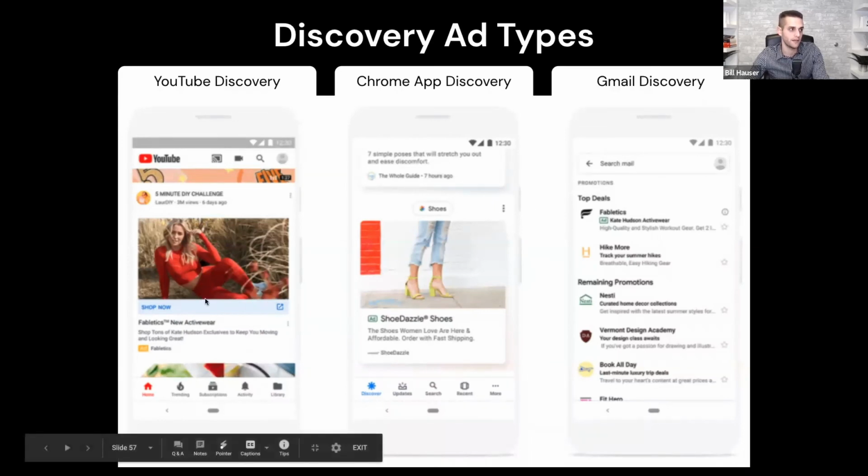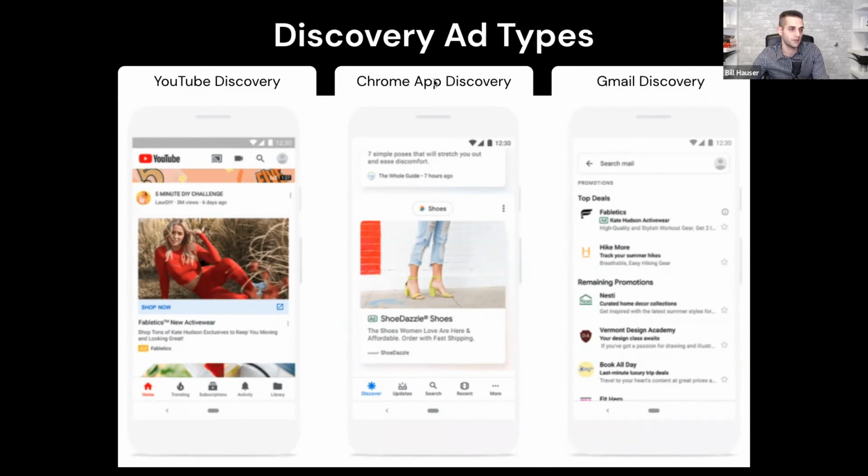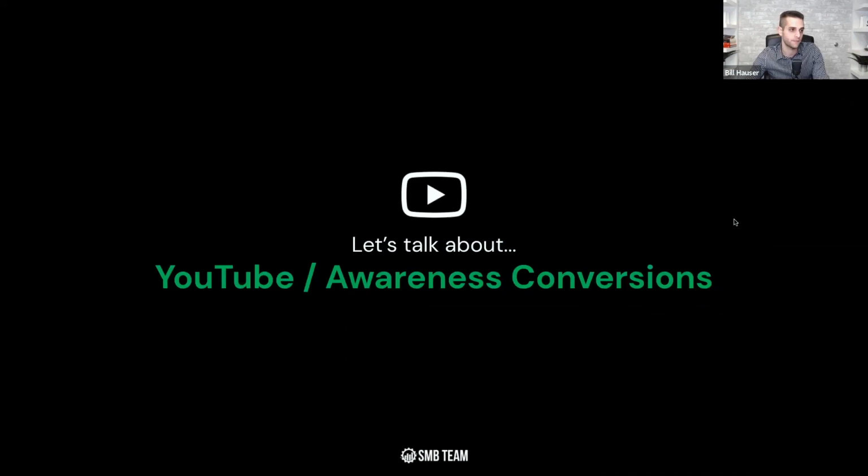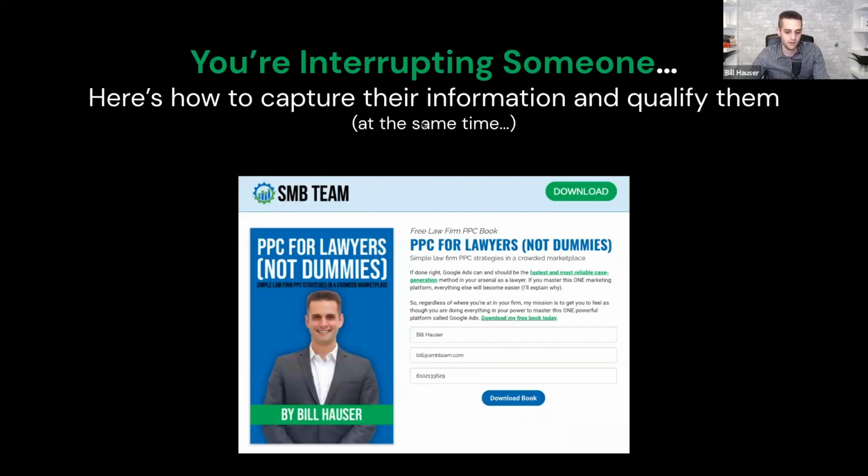Where on mobile devices, you can show YouTube discovery ads on mobile. You can show ads on Google's Chrome app and you can show ads on the Gmail network for people who have free Gmail accounts. So again, this is a very important point. Don't show YouTube ads and just ask for free consultations because you'll be very dissatisfied. Capture their information by giving them something of value.